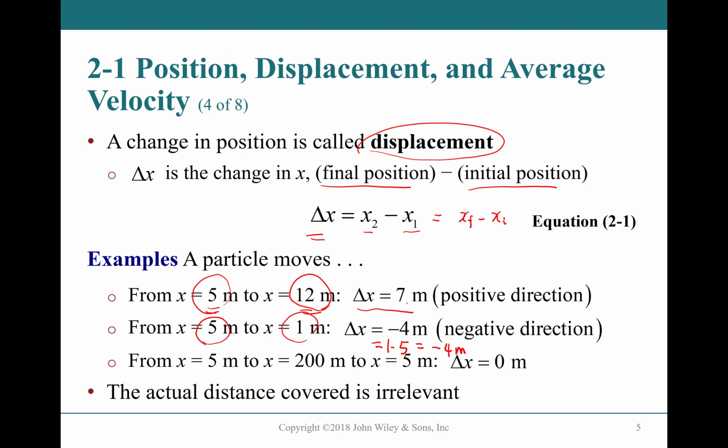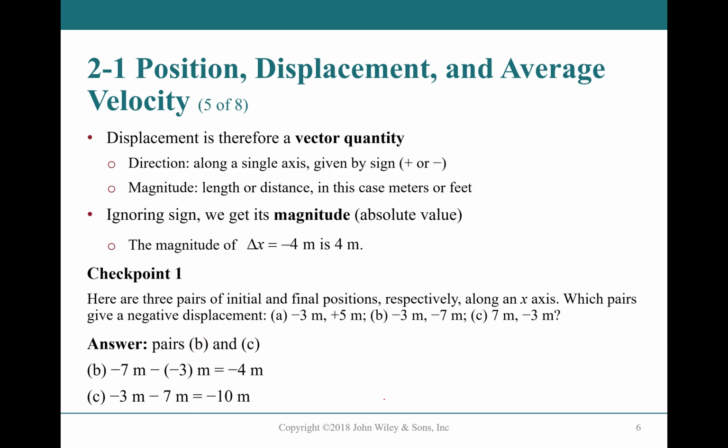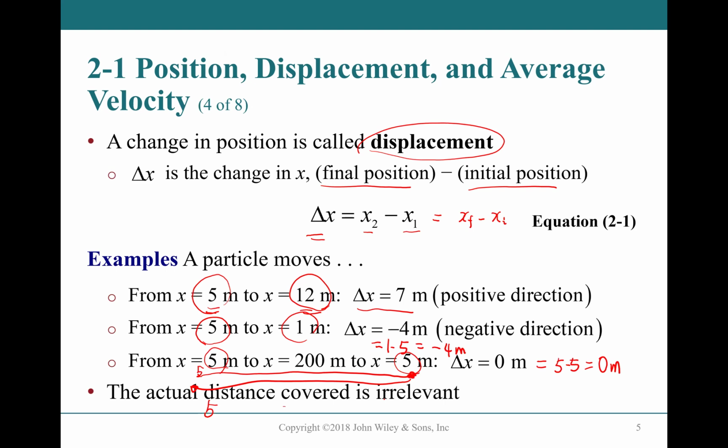But we also have this. If we have an object go from 5, so 5 is here, and go to 200, and then go back to 5, like this, the displacement by definition is final position, so final position is 5 minus initial position is also 5. So 5 minus 5 equals 0 meters, but the actual distance covered is irrelevant. I also want to talk a little bit about the concept of distance.